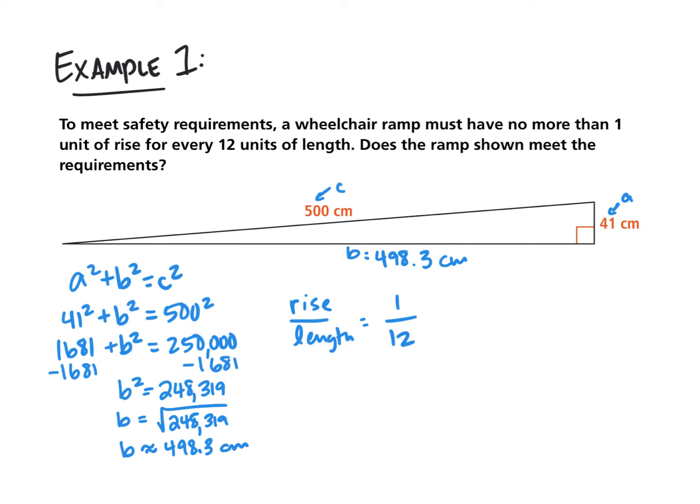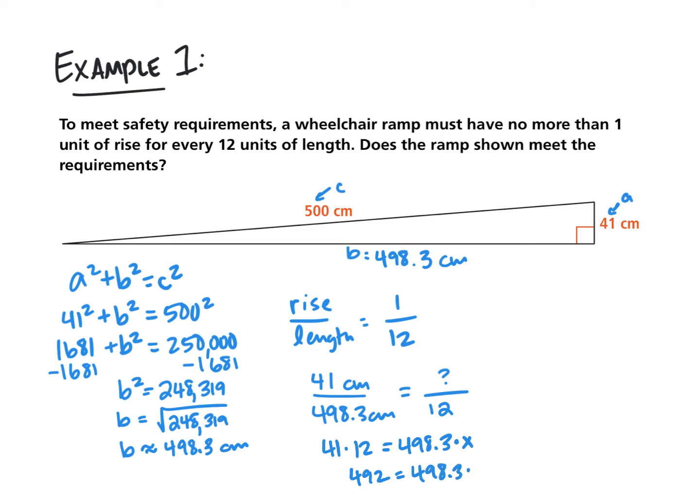So let's think about the ratio that we currently have in our picture. We have 41 centimeters over 498.3 centimeters. Well, if I turn that into a denominator of 12, what does this numerator become? And I think I can solve this by cross multiplying, right? I can take the 41 times the 12 equals the 498.3 times, we'll just say x for this unknown amount up there. And then 41 times 12 gives me 492 equals 498.3 times x.